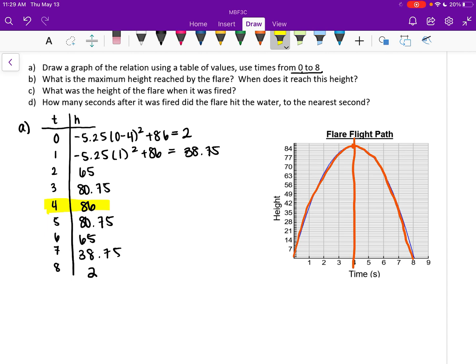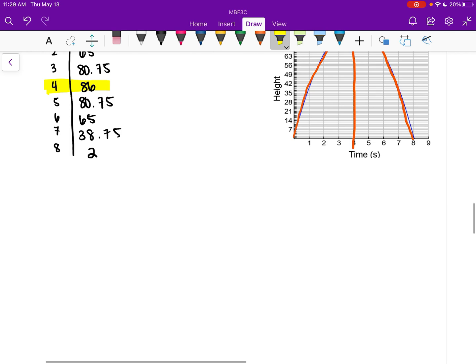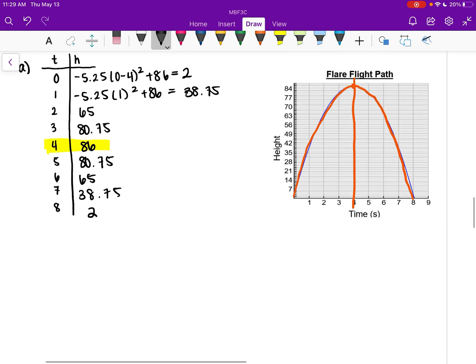And we can find the maximum that it will reach by just looking at the vertex of our graph, right? The point at which it turns around is the maximum height it will reach. And the maximum height it will reach is 86 meters at 4 seconds. So I'm just going to write that in here.